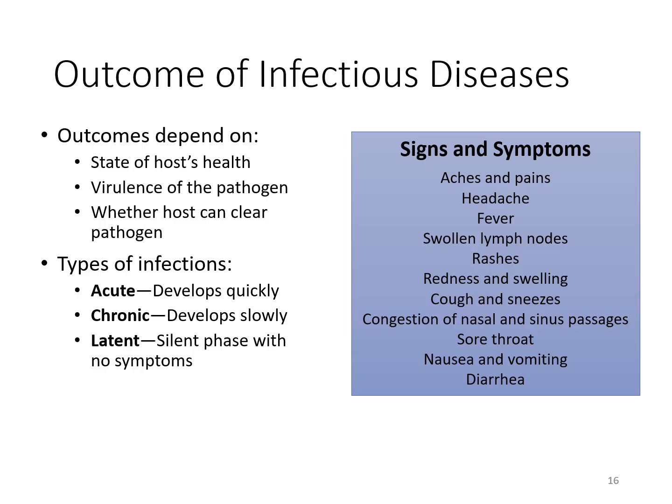So the outcome of a patient with any sort of infectious organism will depend on a couple of different things: the state of the host's health, so how their immune system is, how it responds, their overall general health; the virulence of the particular pathogen that is the cause of the infection; and whether or not the host can actually clear that pathogen. And so you do have three types of infection.